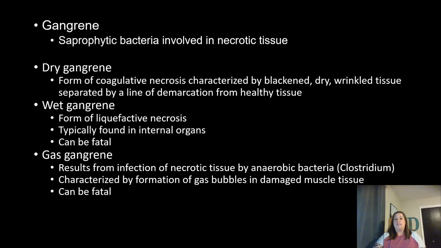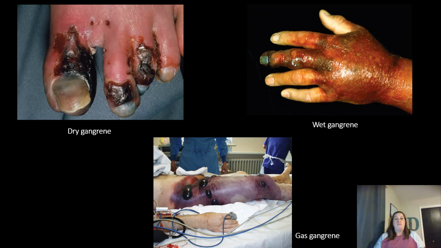So let's take a look at some pictures real quick. This first picture right here is the dry gangrene. Remember, it said the dry gangrene is going to appear black, leathery. Okay, it's going to have this dry type appearance, and you can see that here. On the wet gangrene, do you see the swelling and the fact that it looks like it's weeping? The wound is weeping. That's going to be the wet gangrene.